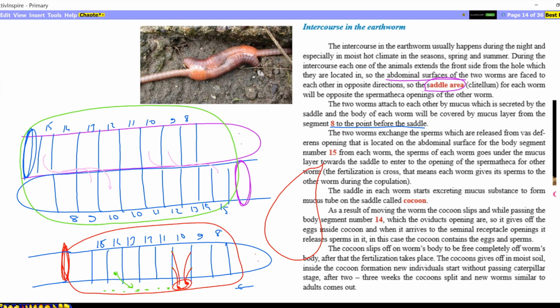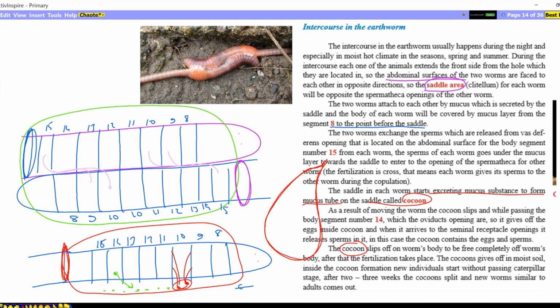So the cocoon, this bag-like structure which contains male reproductive cells, female reproductive cells, and then the zygote, then the embryo, we call it the cocoon. So the saddle area in each worm starts extracting mucosal substance, forming a mucous tube. We call it what? Cocoon. So the cocoon is a bag-like structure which is formed from the mucosal substance made by the saddle area in each worm.